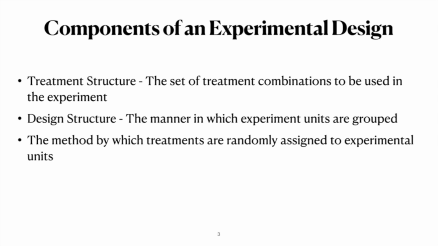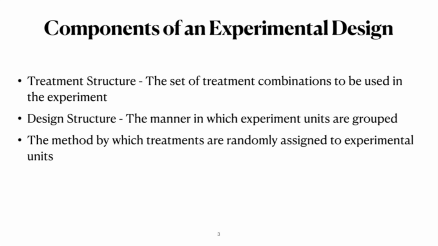And so the treatment structure of an experiment corresponds to the set of treatment combinations that are going to be used in the experiment. The design structure relates to the manner in which the experimental units are grouped. Now, you'll recall that the experimental units in an experiment consist of the experimental material to which a particular application of a treatment is applied.